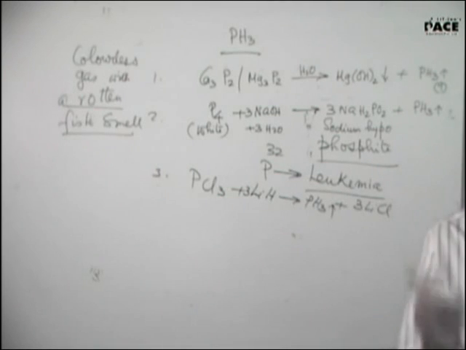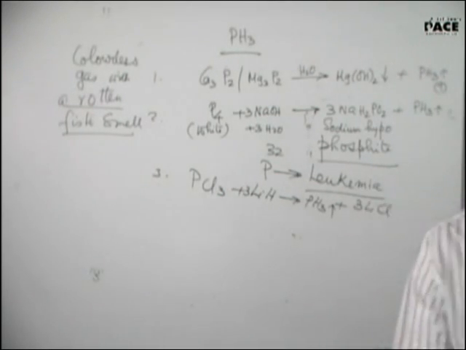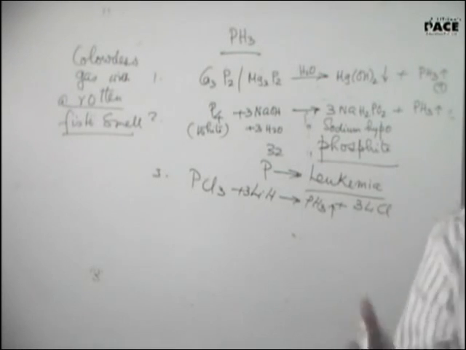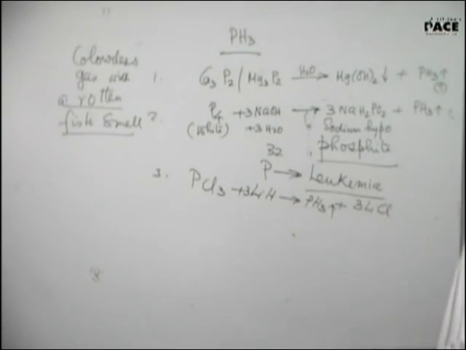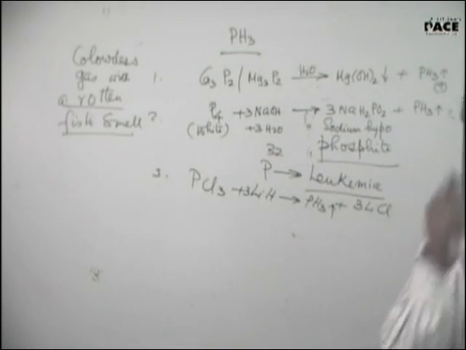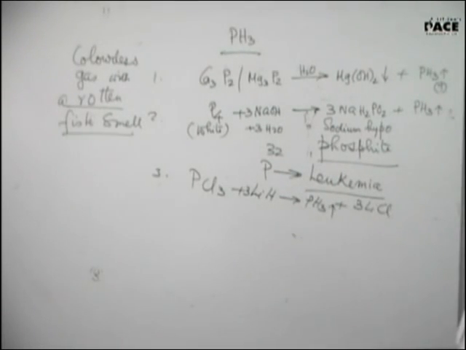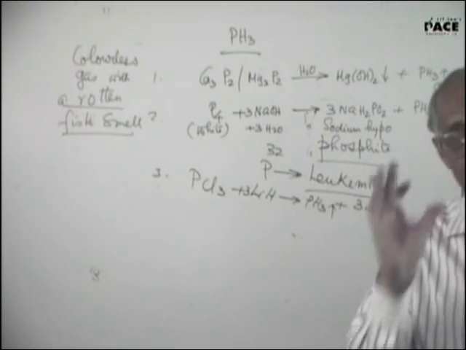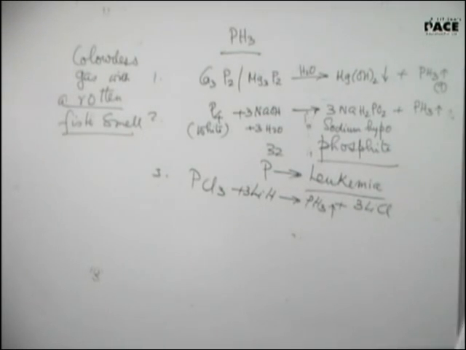There are two compounds whose odor is related to fish. One is ozone, which has a fishy smell, and phosphine has a rotten fish smell. Just like H2S has a rotten egg smell.